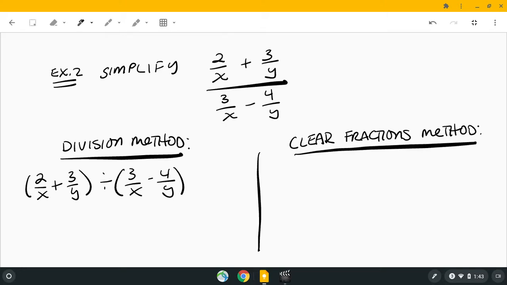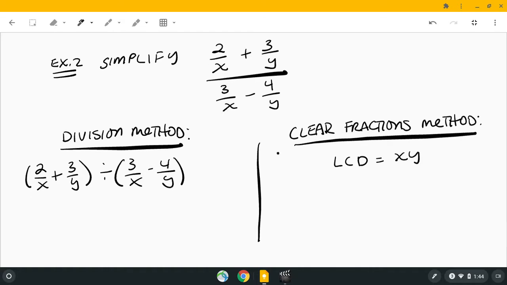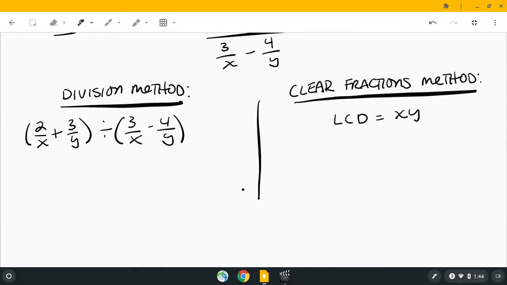then here the LCD between all 4 terms, 1, 2, 3, 4, we see an x and we see a y. The LCD is xy. Okay? And I would have to multiply all 4 terms by xy. Okay? All right. So let's go ahead and do both methods. That way you can decide which one you like.